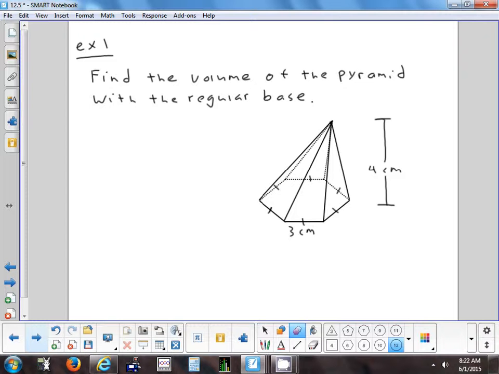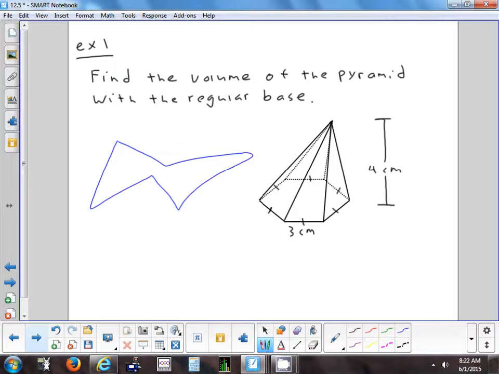Okay, so here's a pyramid. This time it's a, well actually you tell me, what kind of base is that? Hexagon, and because all the sides are marked with those marks, what word do we use to describe it? Regular. Yep. Because this is also a hexagon.